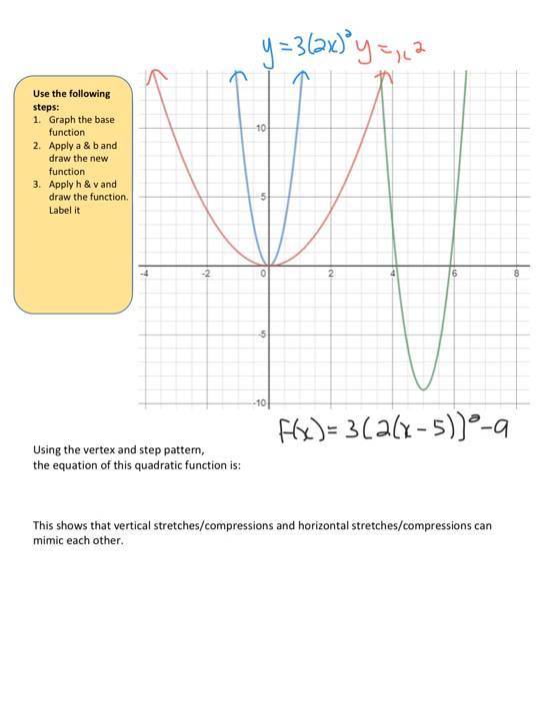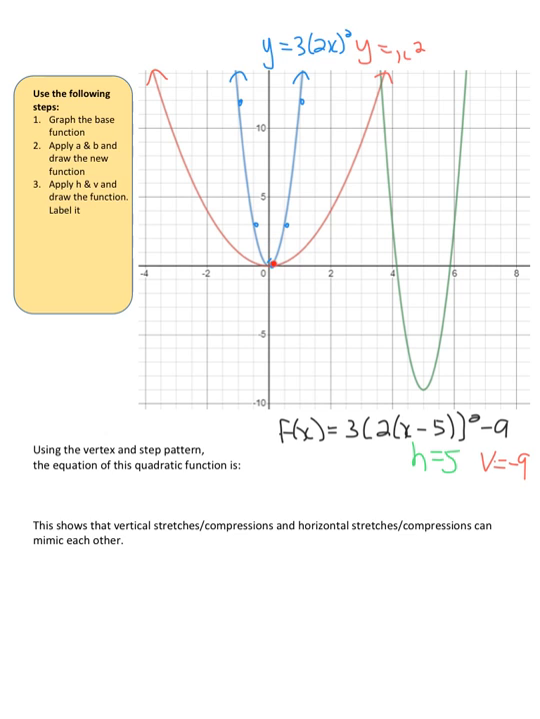So now we are ready for step 3, where we apply the h and v transformations. So again, h is positive 5, and v is negative 9. So that means we're just going to take the blue parabola, so the one where we performed the stretches and compressions, and we are just going to move those key points.